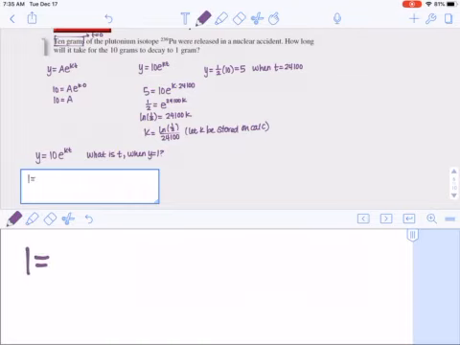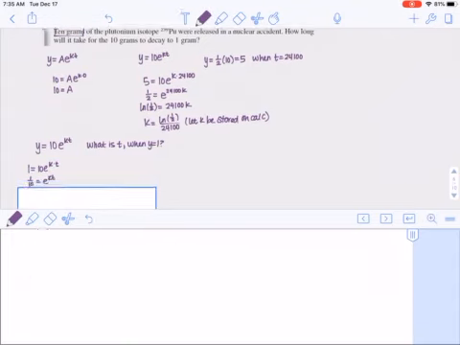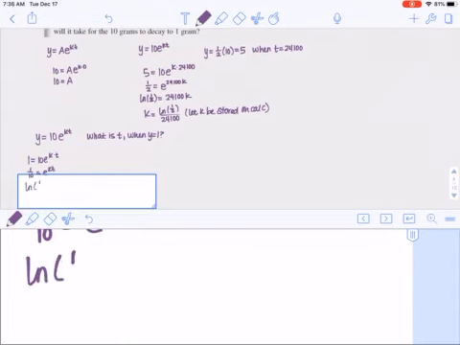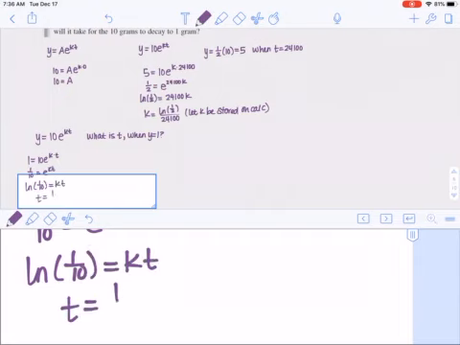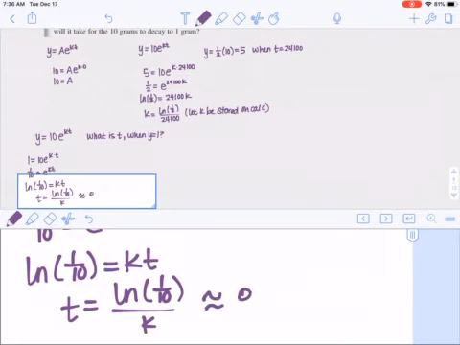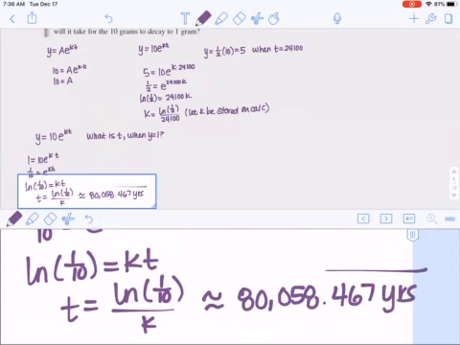So if I do 1 equals 10 e to the kt, and remember that k is an actual number that we know, it's 1/10 equals e to the kt. Go ahead and take the natural log of both sides. The time must be natural log of 1/10 divided by that k value. This is something you can just type right into your calculator as long as you have k stored. And you end up with 80,058.467 years, which is a long time.